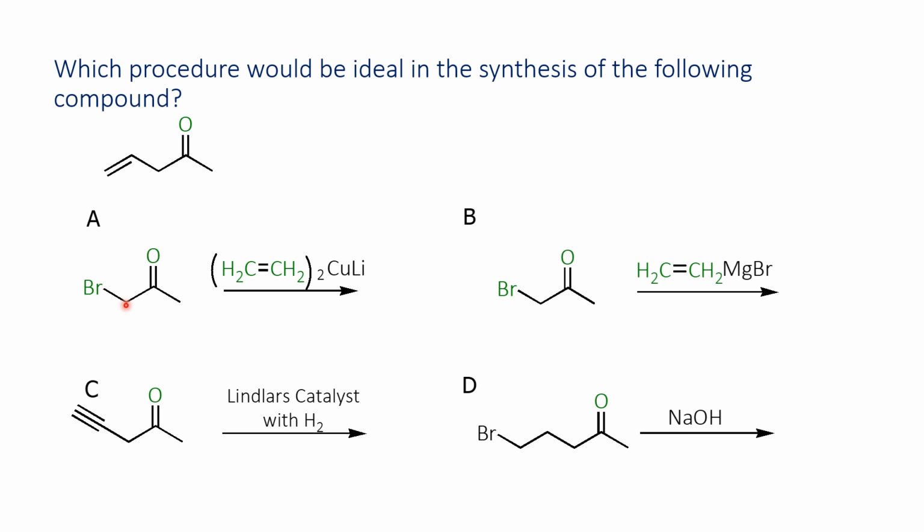solution is that of the Gilmans with our halide substituted at the alpha carbon of the ketone. And of course, the Gilman is sterile to the carbonyl, and so the coupling, which is the Corey-House coupling, will occur at this carbon center. So your answer is A.